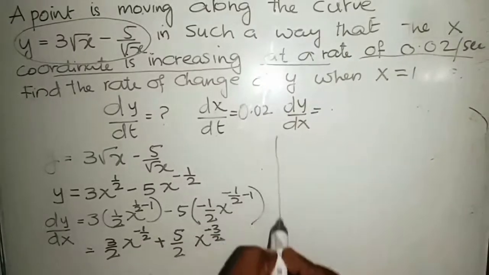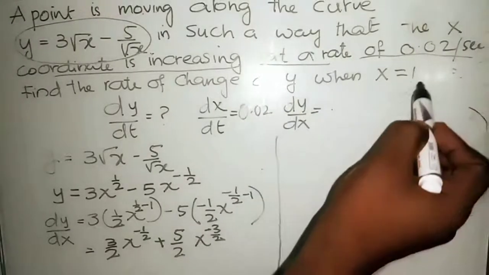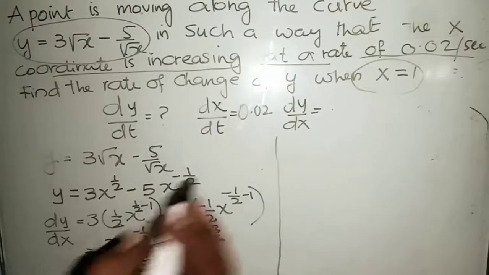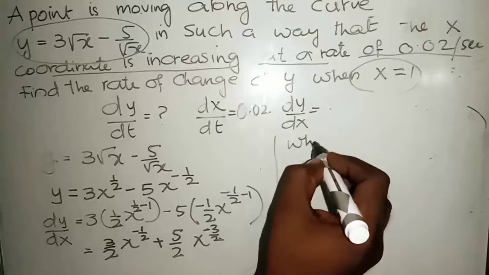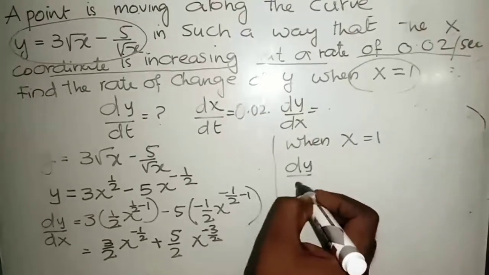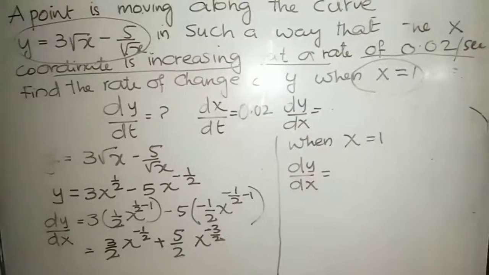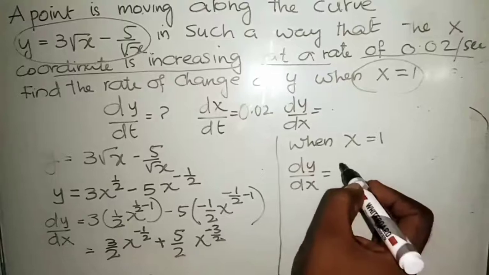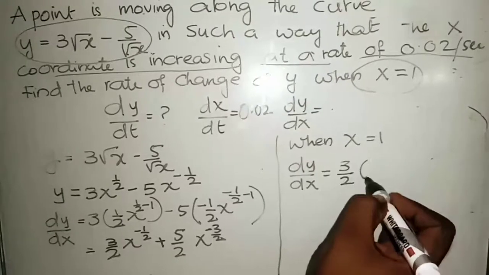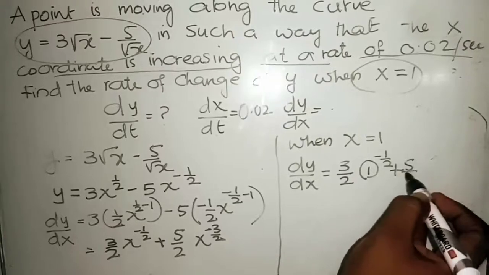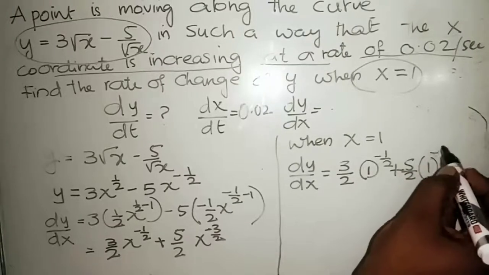Okay. Now let's take the next given data. When x equals 1, what happens to dy by dx? When x equals 1, dy by dx becomes 3 by 2 times 1 raised to minus 1 by 2 plus 5 by 2 times 1 raised to minus 3 by 2.